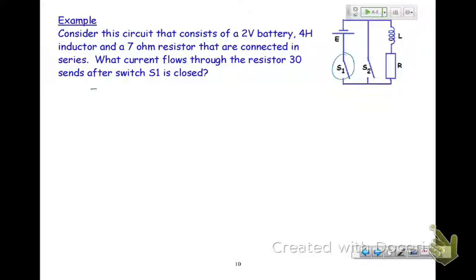So I say, well, my I at a given time is equal to, what would my maximum current be? V equals IR, I equals V over R. Well, here we don't talk about V, we talk about the EMF over R. That's my maximum value. And for charging or energizing, it's 1 minus e to the minus t over tau. So that equals E over R, 1 minus e to the minus t, and then my tau is L over R.